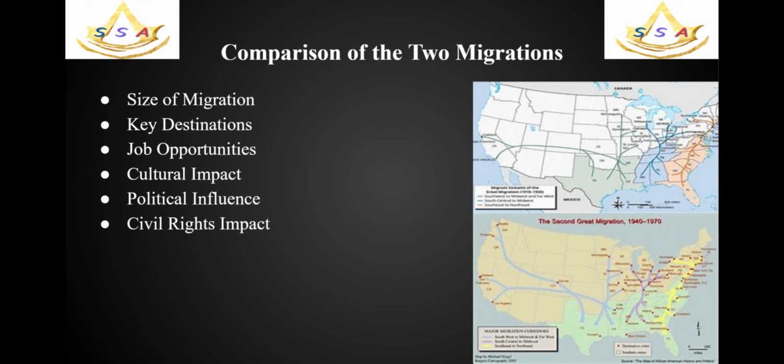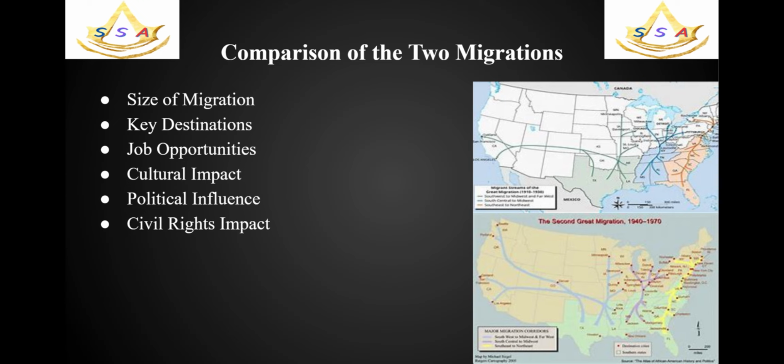And the migration was often a response to the labor shortages during World War One, and also a chance to escape systemic racism and disenfranchisement. And with the second great migration, which occurred between 1940 and 1970, now this was far larger, involving around 5 million African Americans, and it was more spread out geographically compared to the earlier wave.